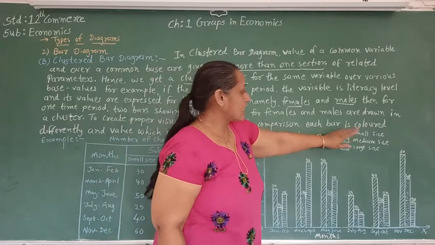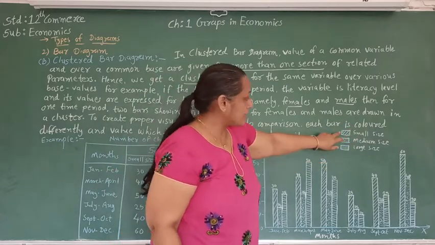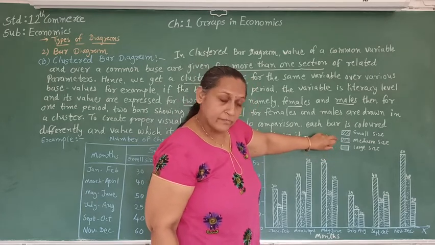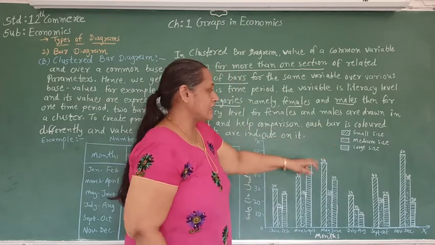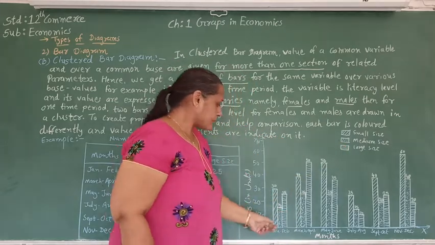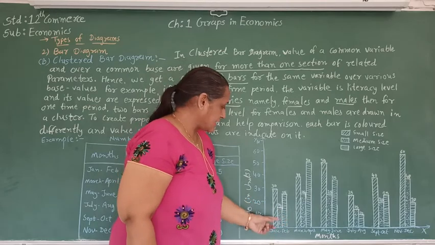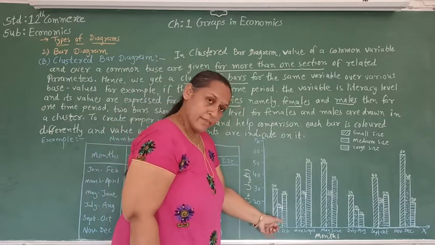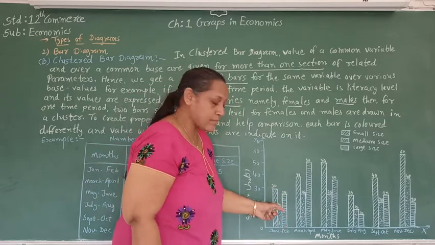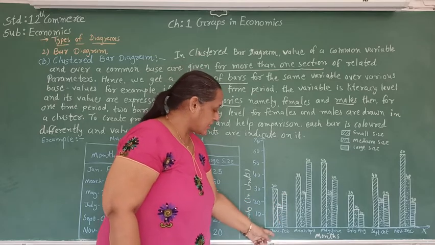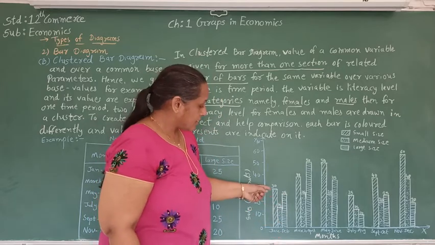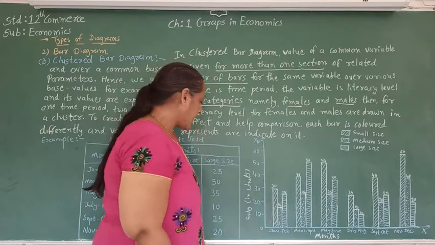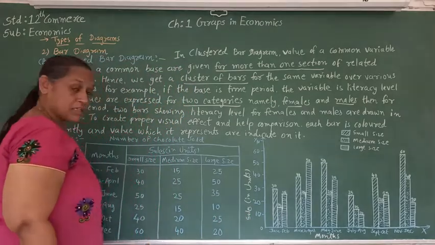So here for the small size we have taken the slanting shade, then for the medium size we have taken the dotted shade, and for the large size it is the sleeping line. So here we can understand it very nicely that this is the small size, this is medium size, and this bar is for the large size chocolate, and the comparison can be made very easily. Here we can understand in the January month we can see that the small size chocolate are sold more than the other two chocolate. Next we can see for the month of March April.